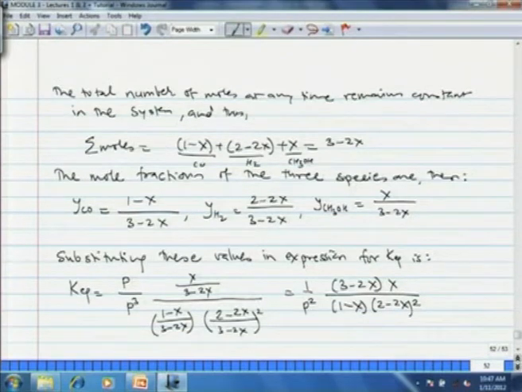And now we substitute these mole fractions into the expression for equilibrium. K equilibrium is equal to P divided by P cube into mole fraction of methanol, X divided by 3 minus 2X, into mole fraction of carbon monoxide and mole fraction of hydrogen, and then we get this particular expression. K equilibrium equal to 1 divided by P square into 3 minus 2X into X divided by 1 minus X into 2 minus 2X squared.